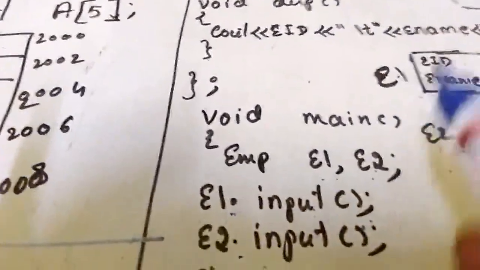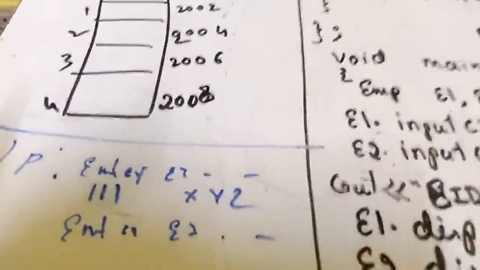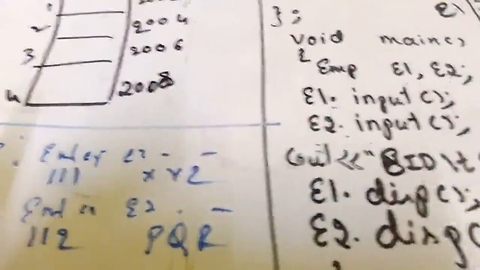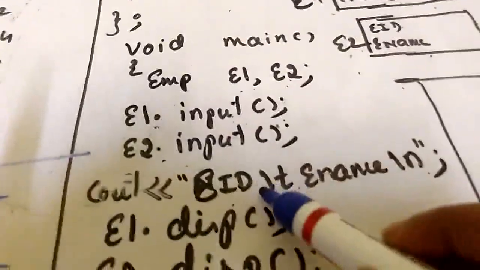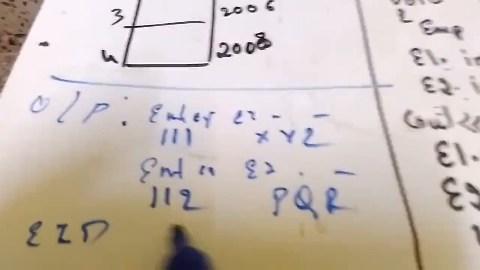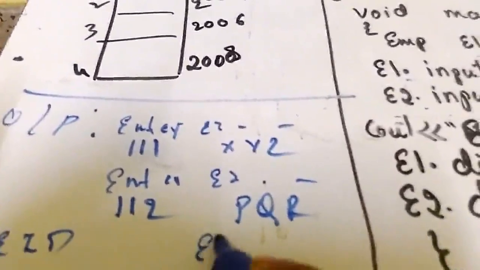And employee name, I'll take employee name XYZ. Again, next E2.input. The same function will be executed. Now the values go to the E2 object. Again, the same statement will display. Enter EID and ENAME. Now I'll take 112 and PQR. After that, EID backslash t ENAME is there. Backslash t means cursor gives a tabular space here, and ENAME.